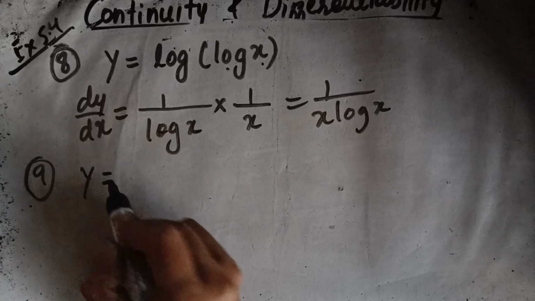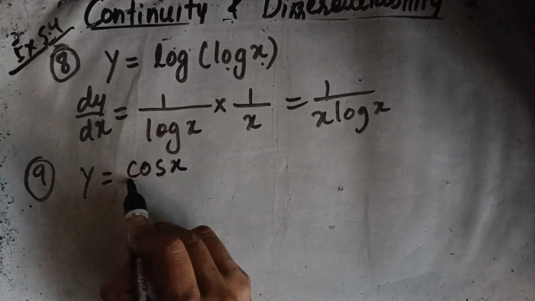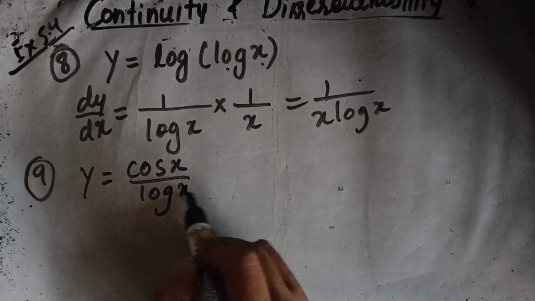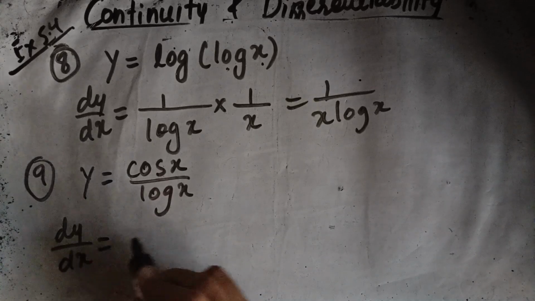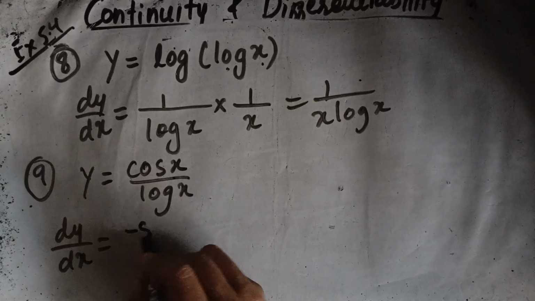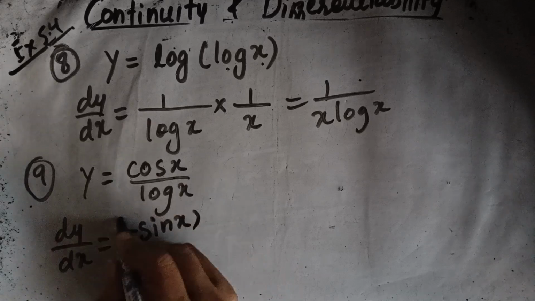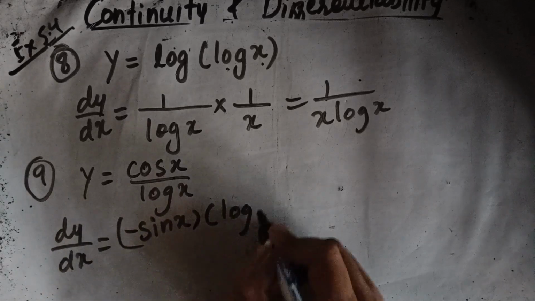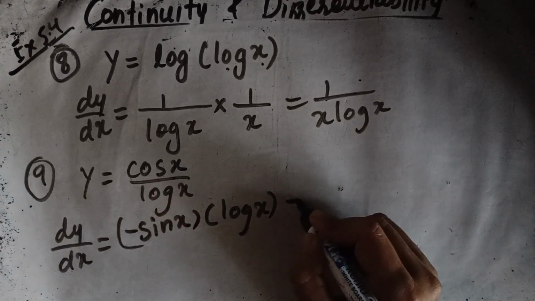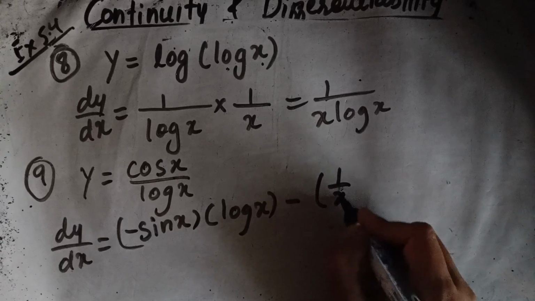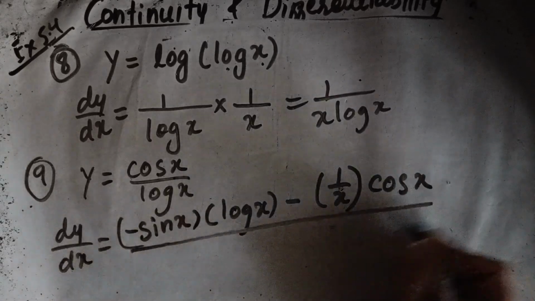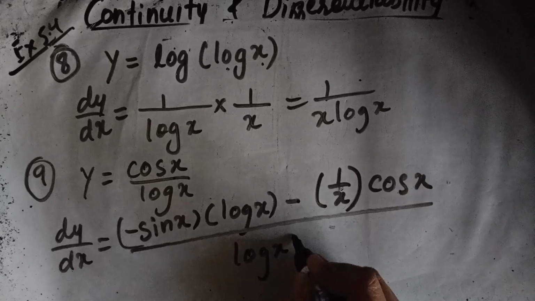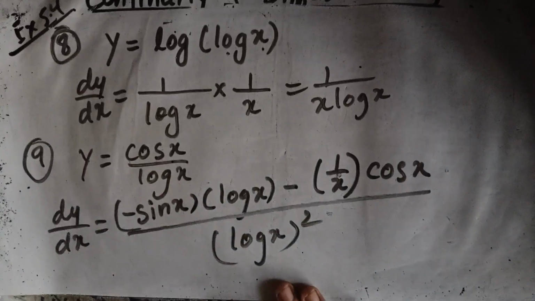Then y is equal to cos x upon log x. So this is u by v. So I'll directly write u dash, that is minus sin x, v, minus v dash is 1 by x, u, upon v square. Okay.